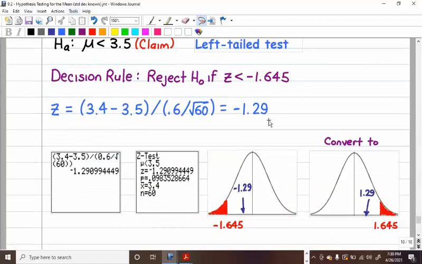There's the test statistic done just with the formula. There it is using the z-test. So the calculator got this. Everybody got negative 1.29.